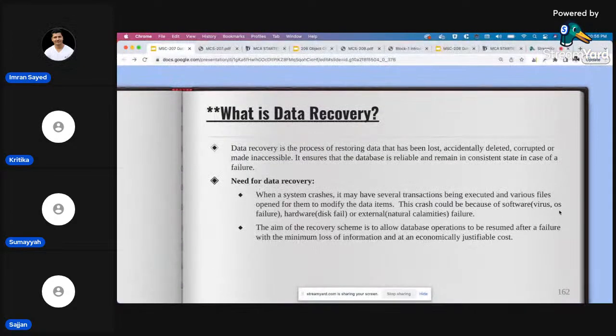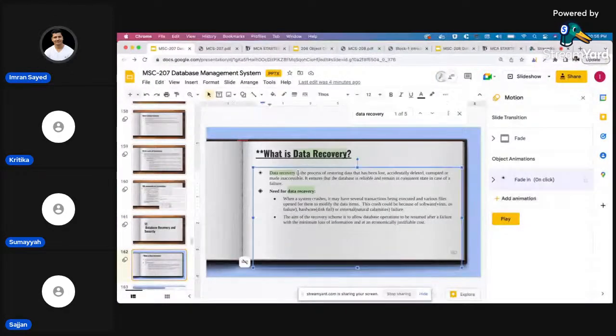Okay, so let's mark some of the keywords. Data recovery is a process of restoring data that has been lost. That's the key thing. How it's lost could be accidentally deleted, corrupted, or made inaccessible. Sometimes it doesn't open at all, it becomes inaccessible. It ensures that the database is reliable and remains in a consistent state.